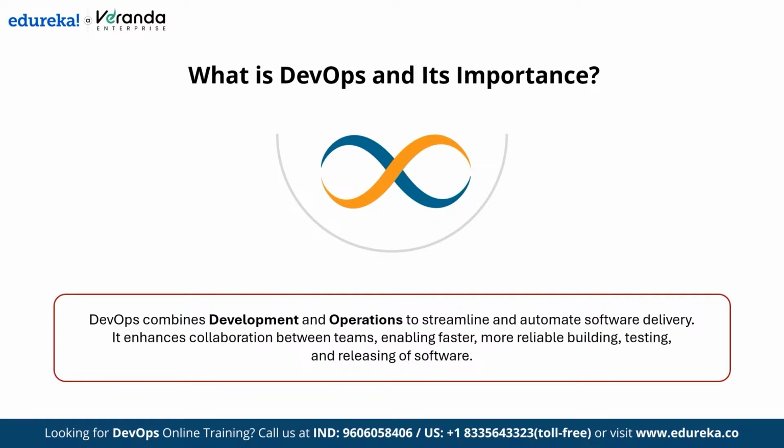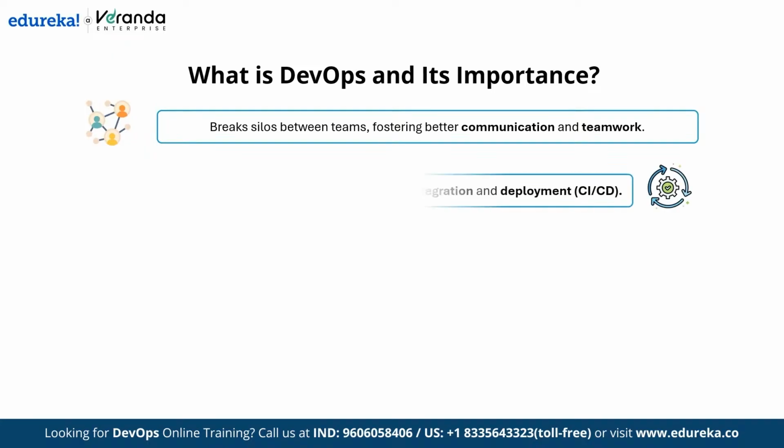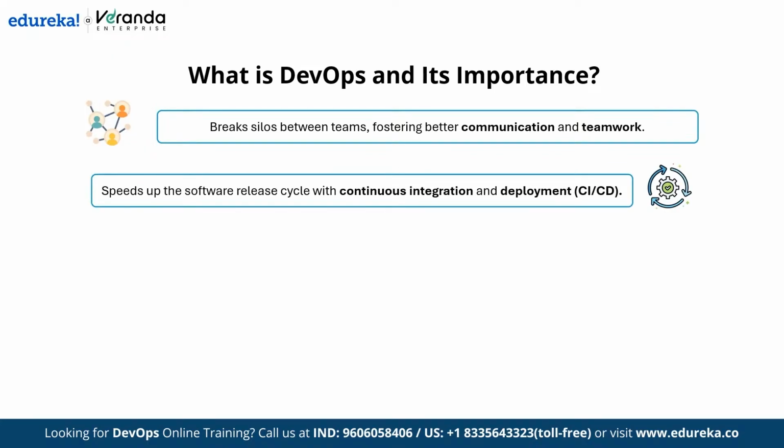DevOps is a combination of development and operations practices aimed at automating and integrating the processes between software development and IT teams. It enables organizations to build, test, and release software faster and more reliably. The importance of DevOps lies in its ability to enhance collaboration, where it breaks silos between teams, fostering better communication and teamwork. Then is accelerated delivery. It speeds up the software release cycle with continuous integration and continuous deployment.